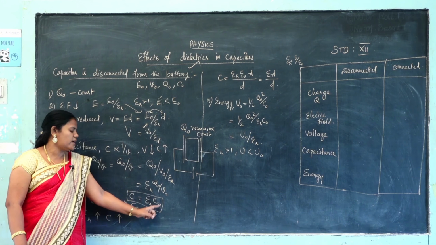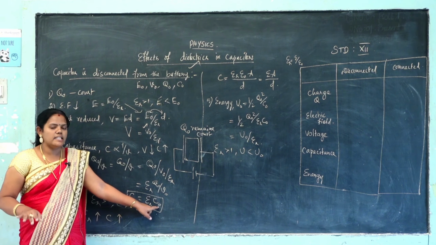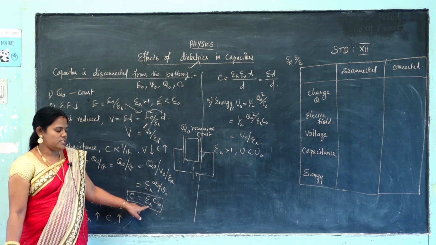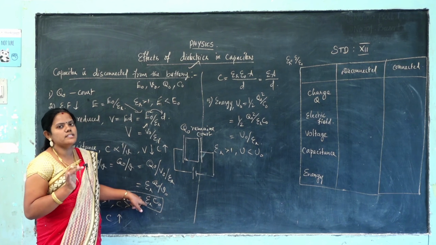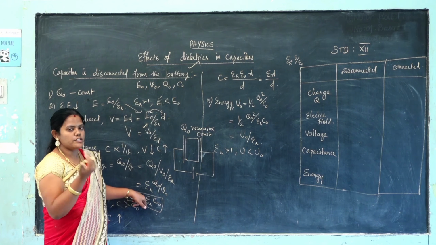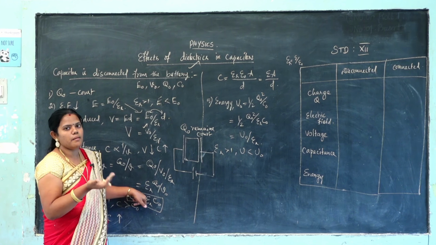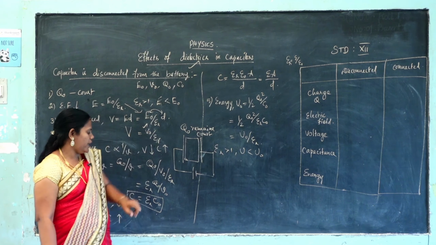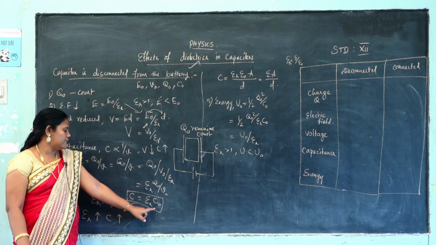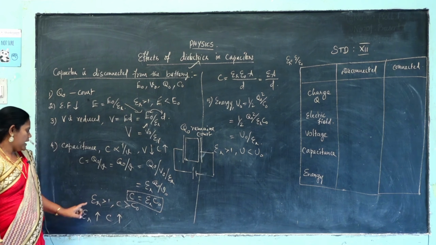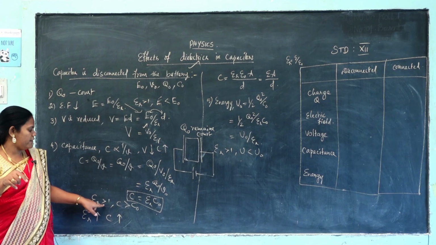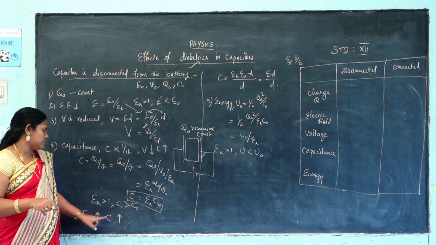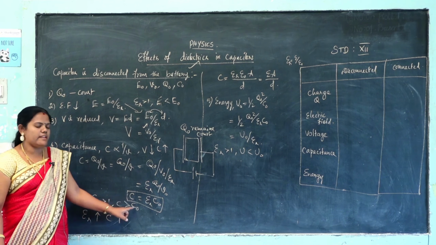What is C? What is C naught? What is epsilon R? C naught is the initial capacitance. C is the new capacitance. Epsilon R is the relative permittivity. Relative permittivity is nothing but the ratio of permittivity of the medium to the permittivity of air. That is, epsilon R is equal to epsilon by epsilon naught. Okay. So epsilon R into C naught is the new capacitance. And suppose epsilon R is greater than 1, the final capacitance will be greater than the initial capacitance. So epsilon R is greater than 1, C is greater than C naught.